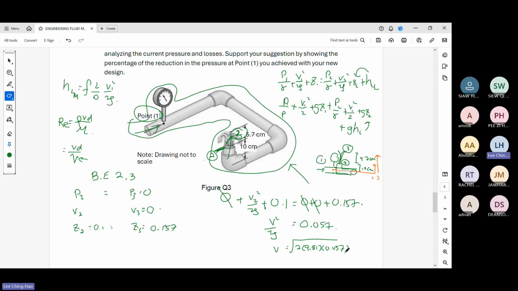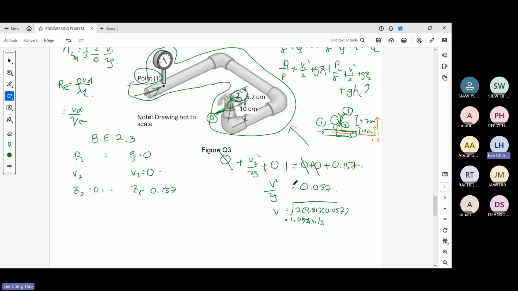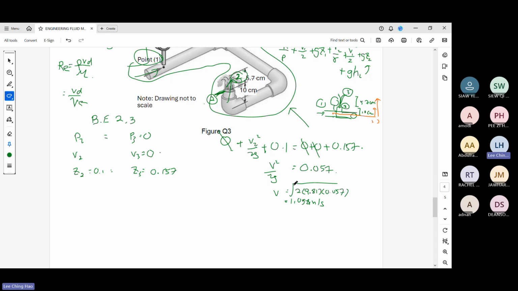Check: 2 times 9.81 times 0.05. So your speed is 1.058. Okay, once you have this, then you put it in and continue here.